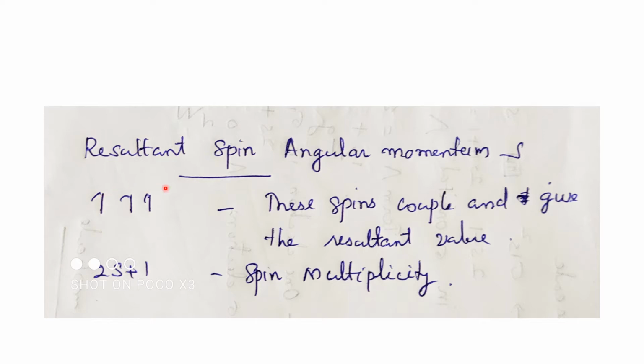Resultant spin angular momentum: in this case, the spins couple and give the resultant value, and 2S plus 1 represents the spin multiplicity.